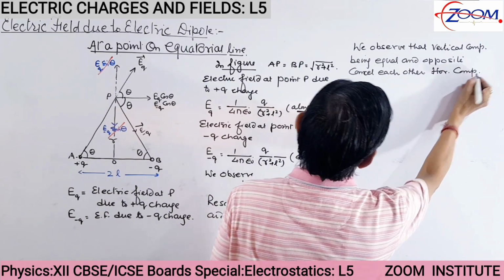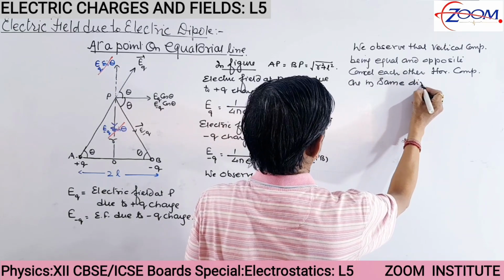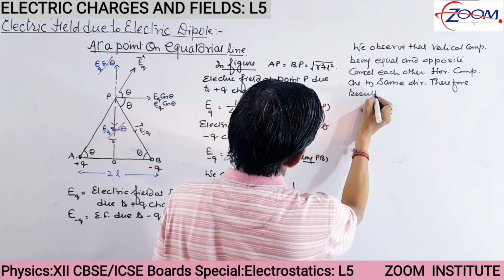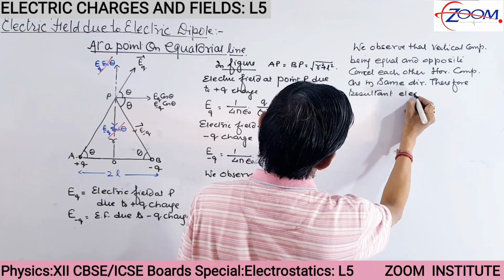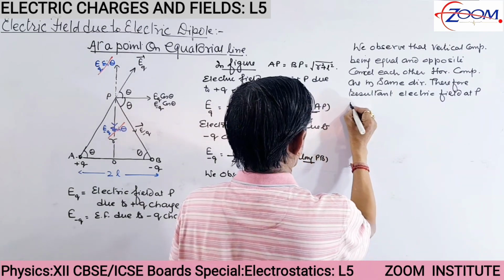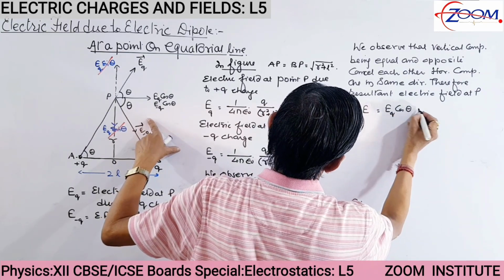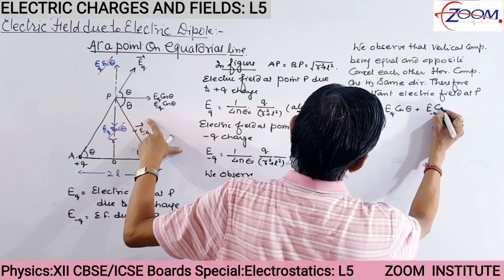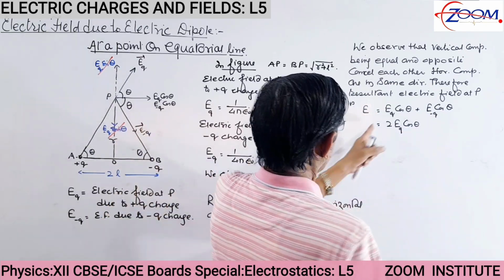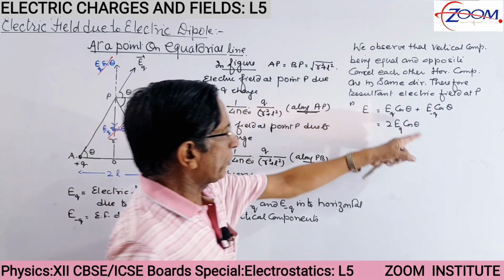Horizontal components are in the same direction, therefore the resultant electric field at P is E equal to E_q cos theta plus E_minus q cos theta, or simply you can write 2 E_q cos theta. Why? Because the magnitude of both electric fields is the same. That's why we can write it simply as 2 E_q cos theta.